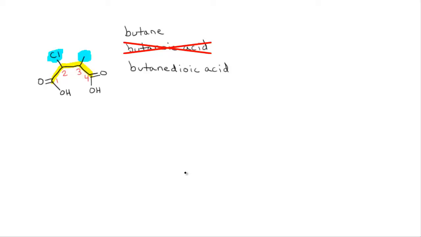In adding our substituents, we get the final name of this compound, 2-chloro, 3-methyl, butane dioic acid.